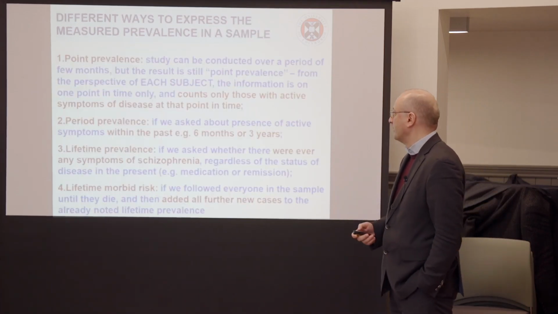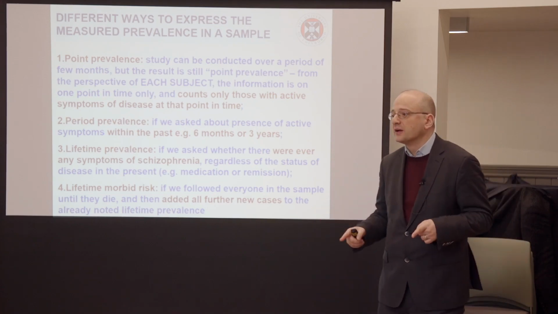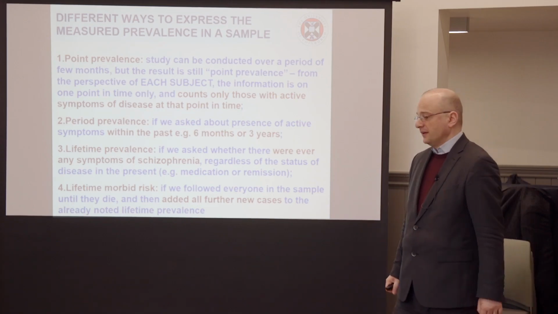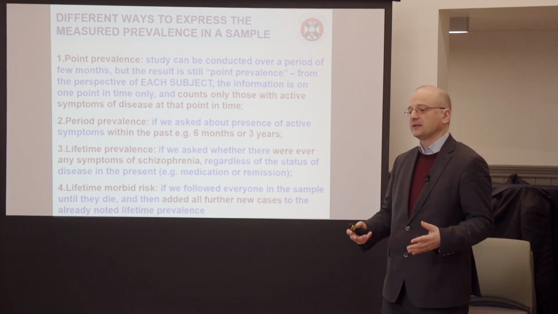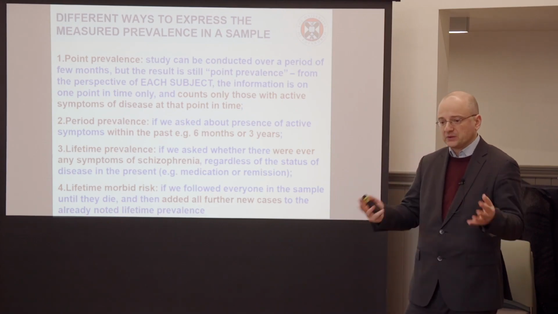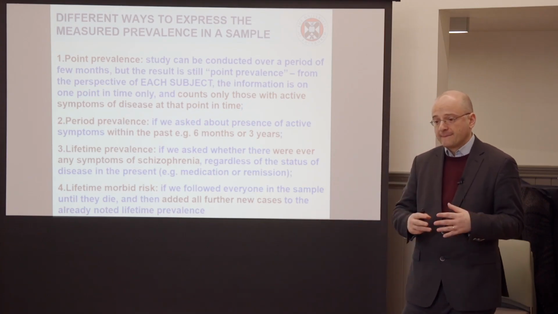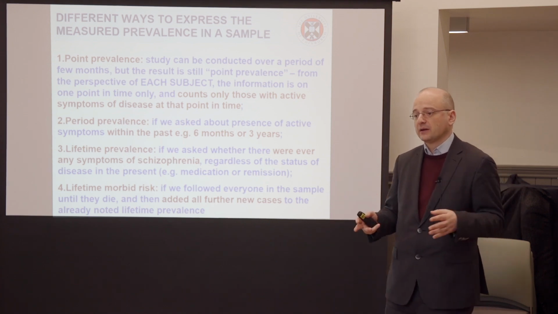Firstly, what is point prevalence? Point prevalence is not about how long the study took. It's about the design, again, of the study. So, if the study took 6 months in Aberdeen, but you were basically doing the same thing, going to 10,000 people in Aberdeen to establish the prevalence of schizophrenia, and you were repeating the same thing day in, day out, then it doesn't matter how long the study took.